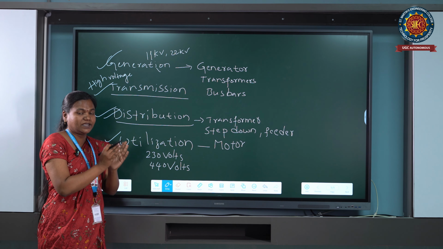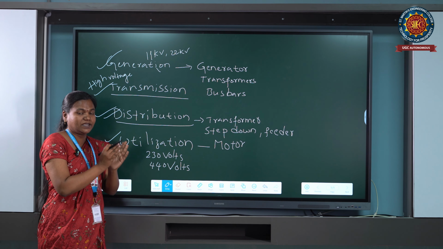So in these 4 categories we are using different types of equipments, right? Generators we are using, transformers we are using, bus bars we are using, and next motors we are using. So all big equipments we are going to use for these 4 categories. These 4 categories are nothing but the power system.